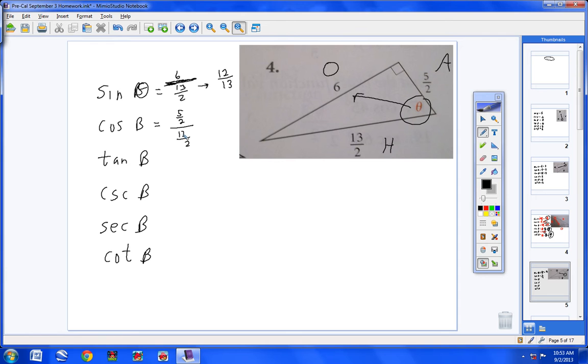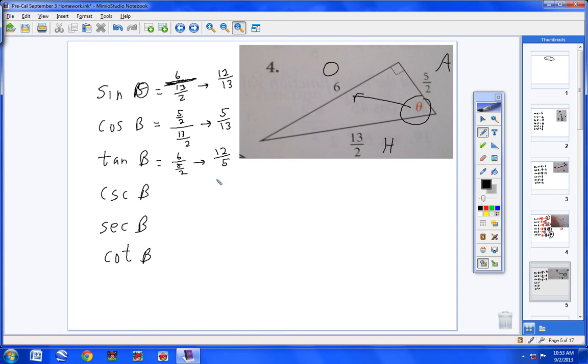Okay, I've written kind of small here, but it's adjacent over hypotenuse, 5 over 2 over 13 over 2. And if you type that into your calculator, it'd be 5 over 2 times 2 over 13. I'm getting 10 over 26, which would reduce to 5/13. So your answer here should be 5/13. All right, tangent is opposite over adjacent, so 6 over 5/2. And if you simplify 6 over 5/2, you should get 12/5.